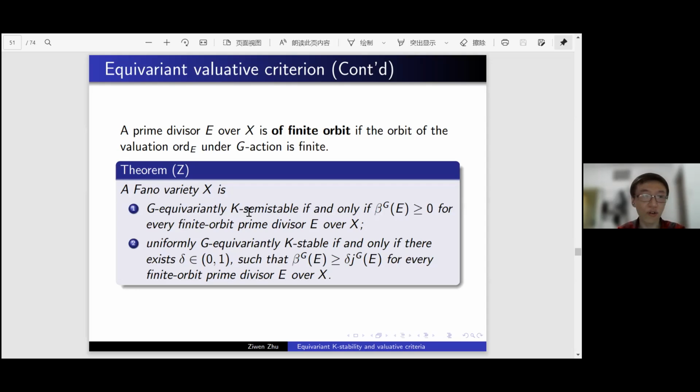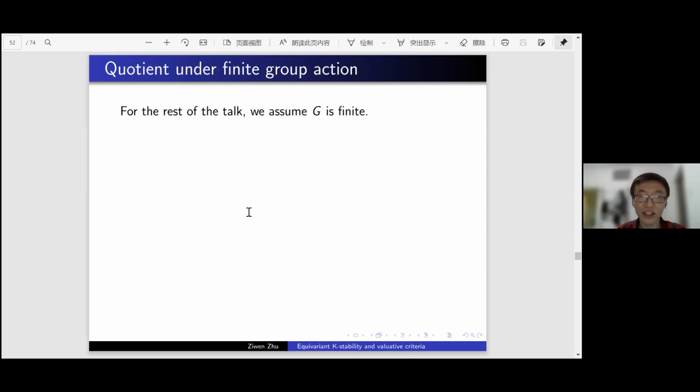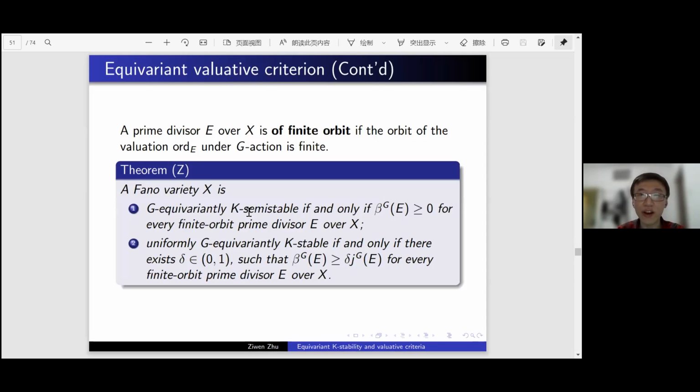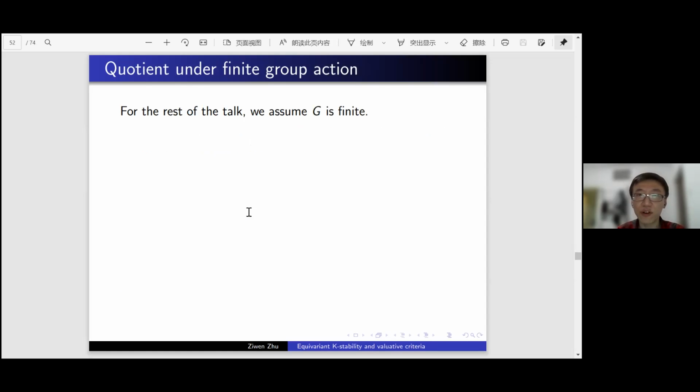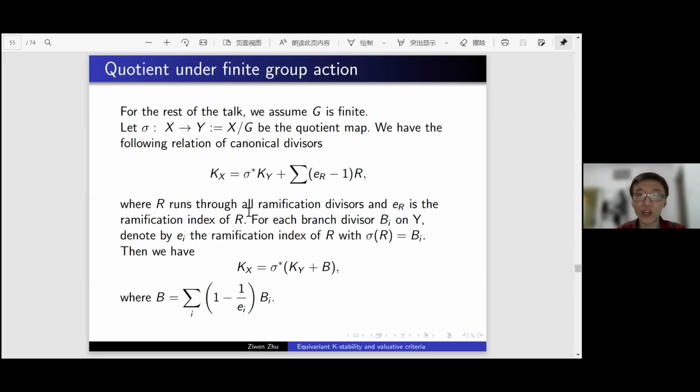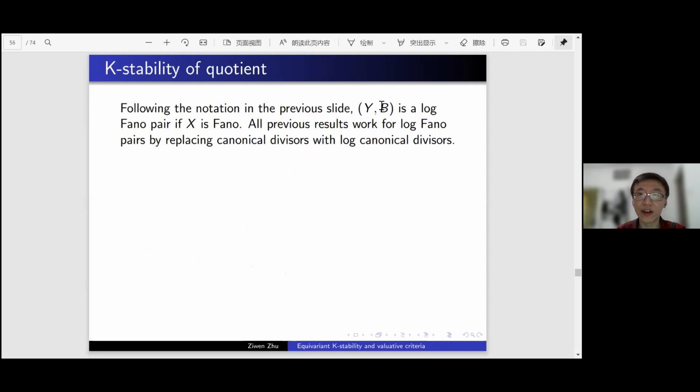Let me take one more minute. For the equivariant valuative criterion, we don't have restrictions on the group action. If we focus on finite group actions, this is where we can take quotients. If we take the branch divisor correctly, the quotient of a Fano variety gives a log Fano pair by adding the branch divisor.